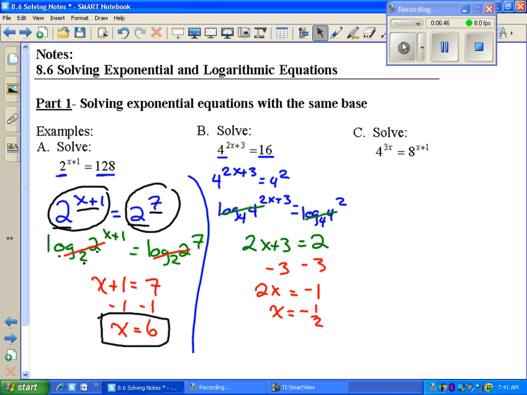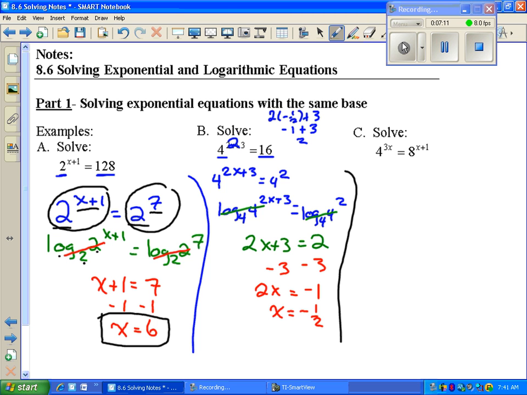Does that make sense? Does that work? Well, I don't know. Let's check it. Let's see. 2 times negative 1 half plus 3. Well, 2 times negative 1 half is negative 1. Negative 1 plus 3 is 2. So this is 4 to the second, which is 16. Hey, it works. So the log and the exponent cancel each other.